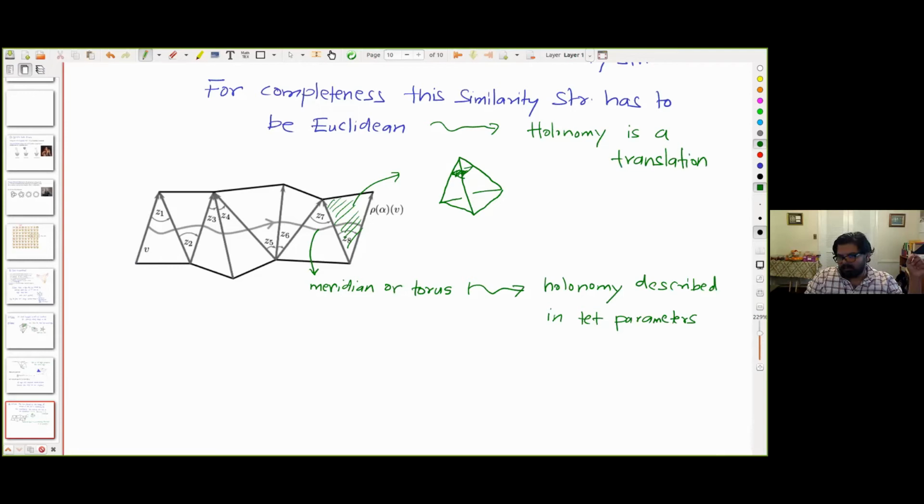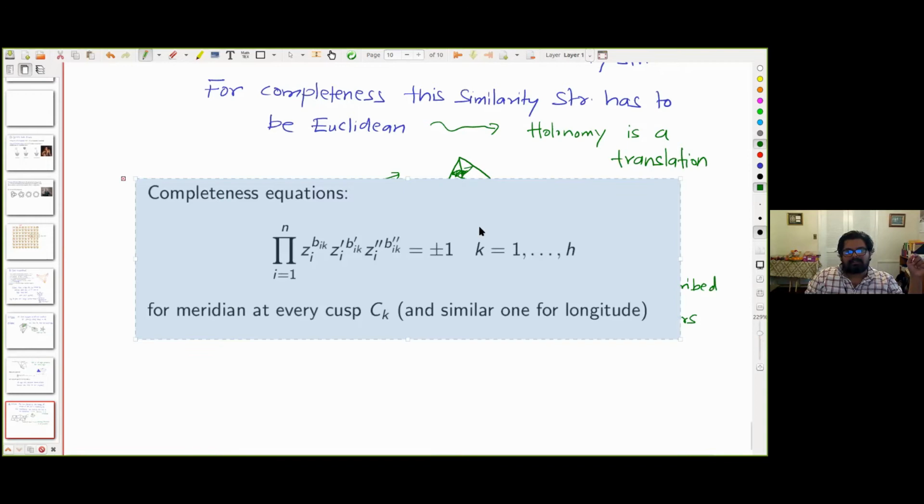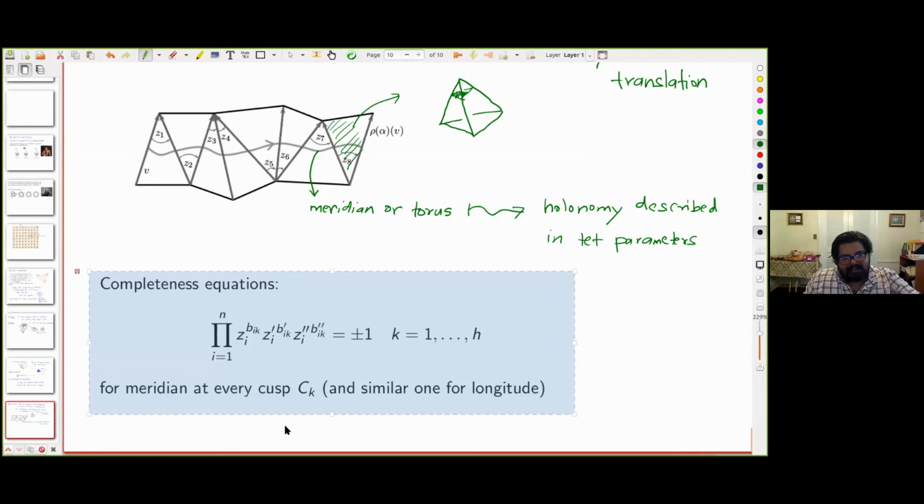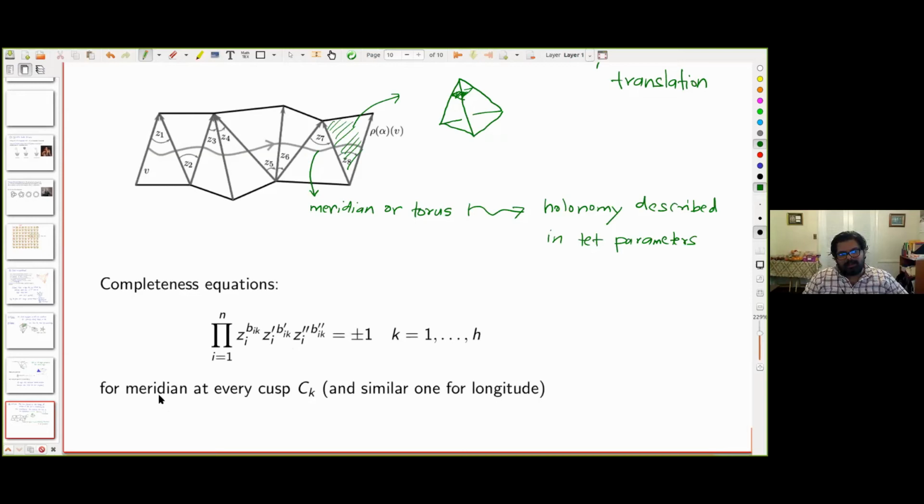So this completeness equation also looks like the edge gluing equations, in the tetrahedral parameters zi, zi prime or zi double prime. And this is going to be at the meridian, and it's going to be at every cusp. So for every cusp, we'll get two equations. And for every edge, we'll get one equation. So you have a bunch of equations and these are called Thurston's gluing equations.